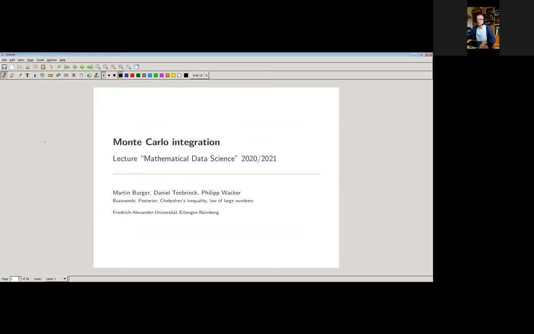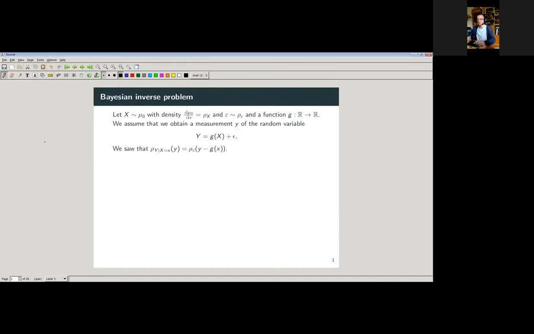So Monte Carlo integration. Now we'll actually start with Monte Carlo. Let's say we're in the setting from before, in a Bayesian inverse problem where we have a prior on some parameter which is unknown to us, but it's not completely unknown because we have some prior belief, and this is mu zero. So mu zero is our prior measure, and it has density rho of x. I hope the notation is all right. It's a bit technical sometimes.